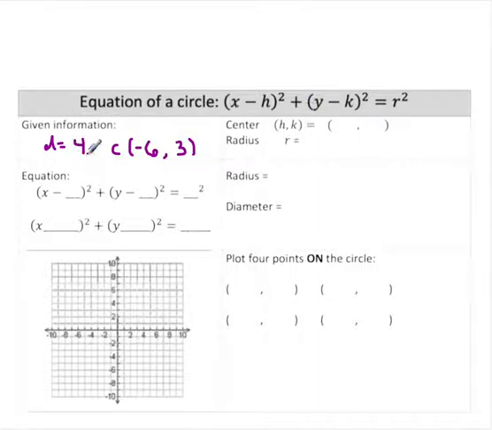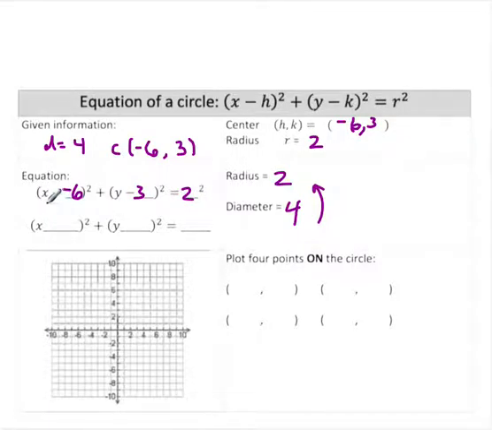This time they give me the diameter is 4, so I have to work backwards to get the radius. Well, 4 divided by 2 is just 2. The center is negative 6, 3. The radius is now, we learned, 2. And so now we're just going to plug and chug. X minus negative 6, y minus 3, and then 2 squared.